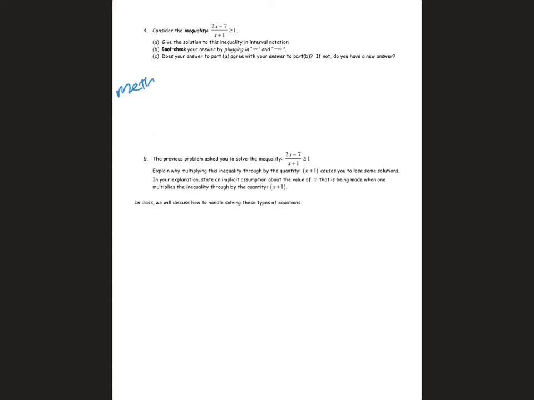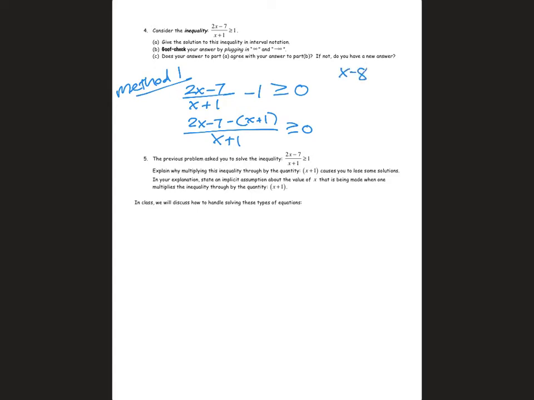All right, so method 1 has the goal of getting to be like the problems at the end of number 3, where we use sign analysis. To do that, I'm going to bring the 1 to the other side, because the goal is to get 0 on one side. So x plus 1 minus 1 greater than or equal to 0. And let's make a common denominator so I can have a single fraction. The common denominator is x plus 1. Doing this out and combining like terms, I get x minus 8 over x plus 1 greater than or equal to 0.